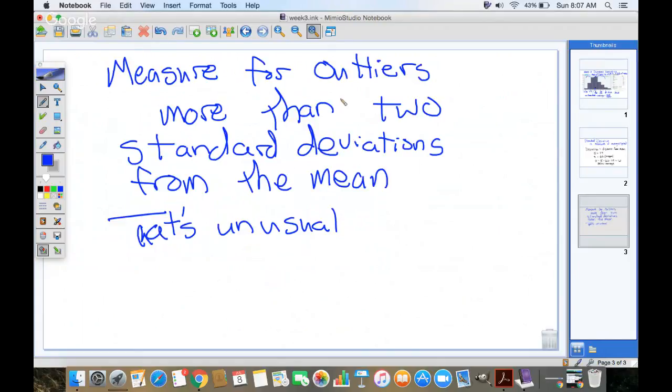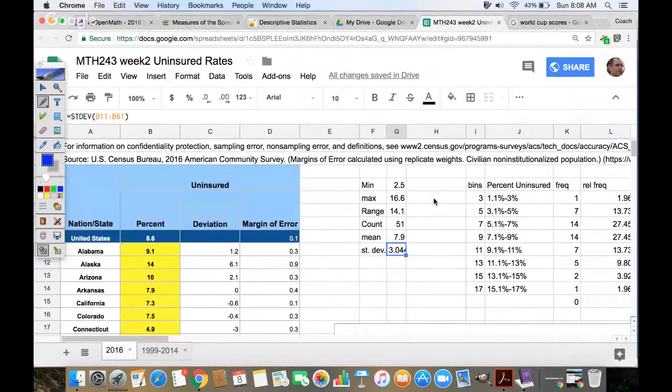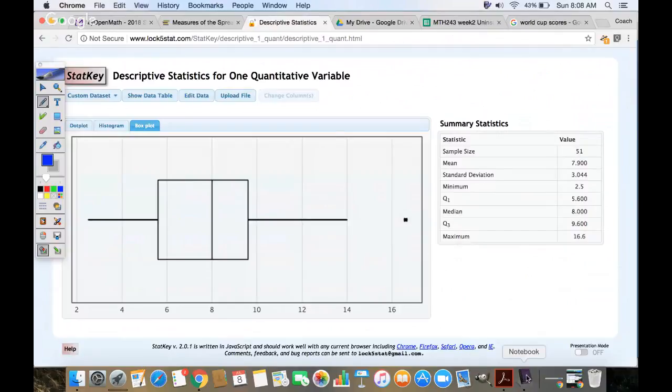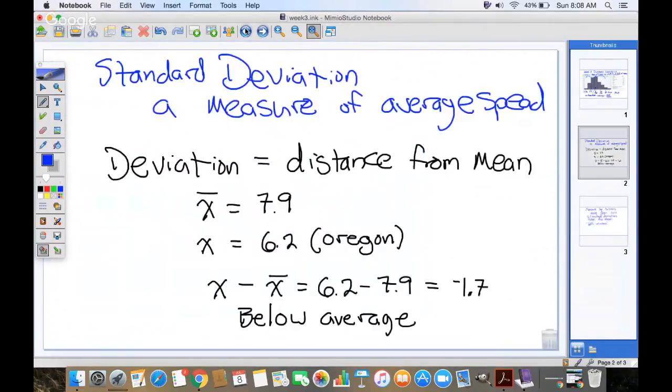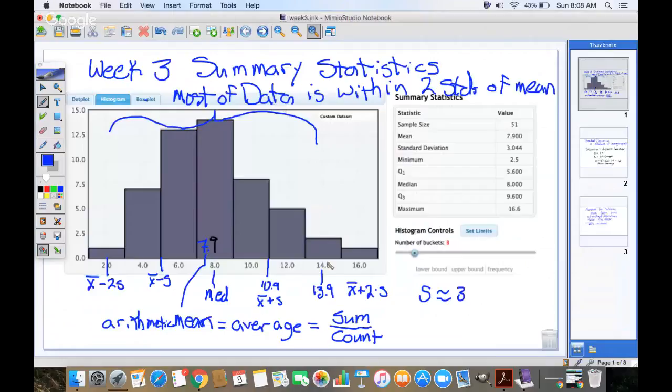So if we look at our data back in the spreadsheet, we can see we have a max of 16.6. And looking at our picture with the standard deviations marked, that's way out here. That's higher than 2 standard deviations from the mean, which was right there. So that would be considered an outlier.